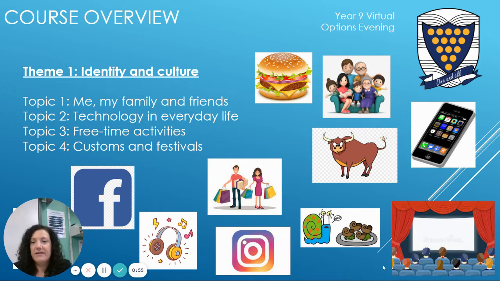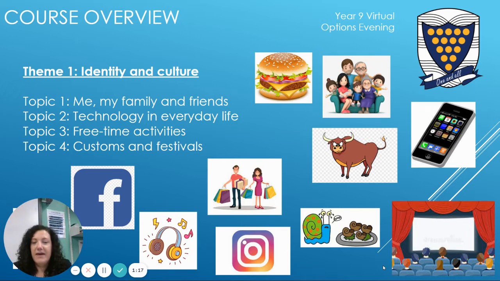So the first topic is me, my family, and my friends. In that topic, we learn how to say who's in your family, to describe what they look like, their personality, and to talk about how well you get on with each other. We talk about whether you'd like to get married in the future, and we talk about what a best friend is like and what you like to do with your best friend at the weekend.